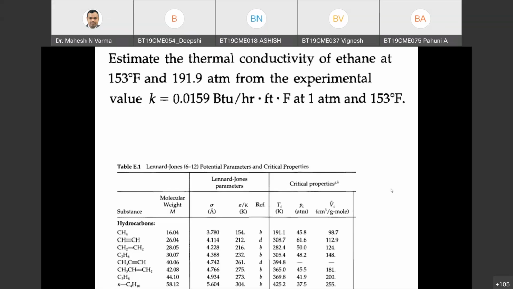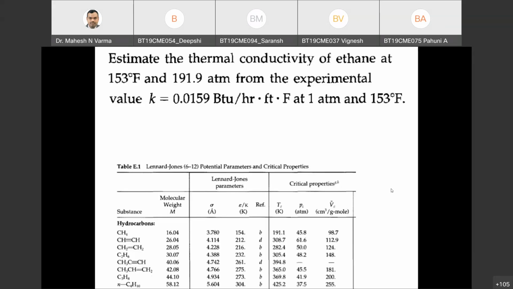Yes, sir. So what are the values of ethane? Sir, for ethane, molecular weight is given in the table as 30.07. And we need TC and PC. Those are given as 305.4 Kelvin and 48.2 ATM. Yes, sir, these are the critical properties. So now we can calculate the reduced properties from here.